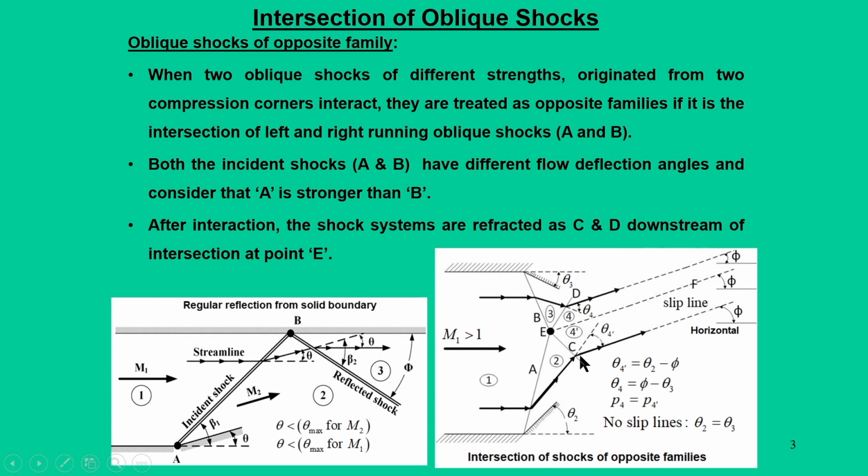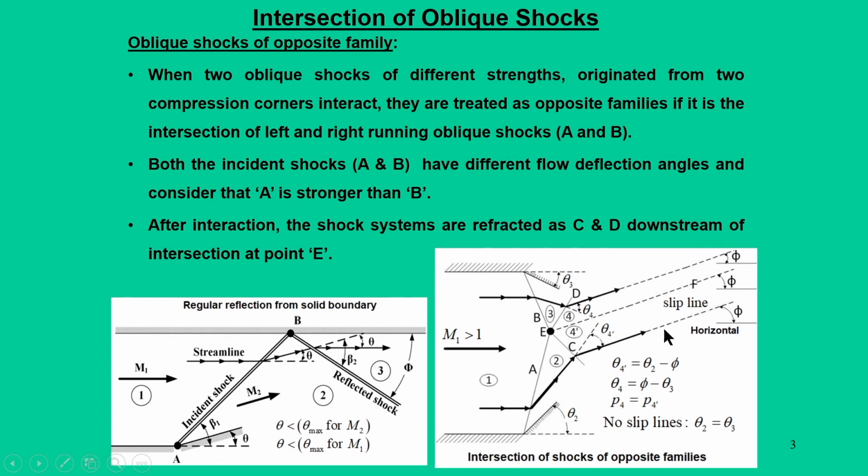Now, if you look at this phenomenon, what is happening is that a kind of line is formed which we call a slip line. Now, why does this concept of slip line arise? Ideally, the streamlines that come out after interaction from refracted shocks C and D must be parallel as and when they come out of the shock system.